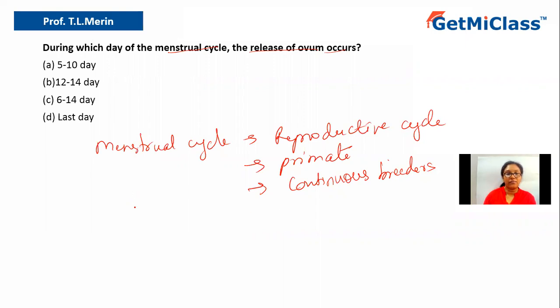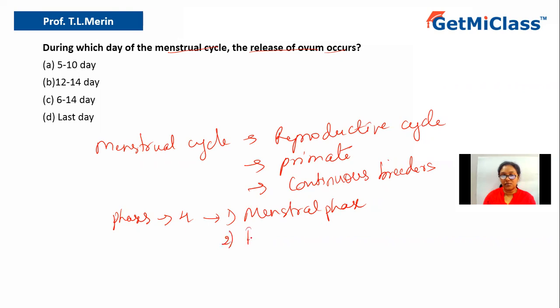Now, in the question they are asking about release of the ovum. If you talk about the various phases of the menstrual cycle, it consists of four phases. The first one is called the menstrual phase. This is not the menstrual cycle, we are talking about the menstrual phase, where there is expulsion of the endometrial layer as well as the unfertilized egg, which was formed in the previous cycle. Okay, that is the menstrual phase.